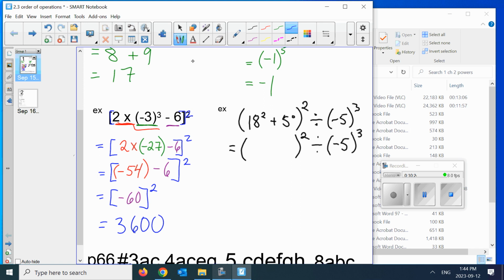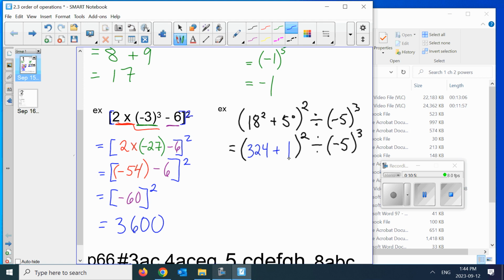Use your calculator. What's 18 squared? Wow, a lot of numbers. You could do it in your head. Go ahead. Verify. 324. And I can do this exponent too without a calculator, but I can put it in. 5 to the 0 is 1. Right?